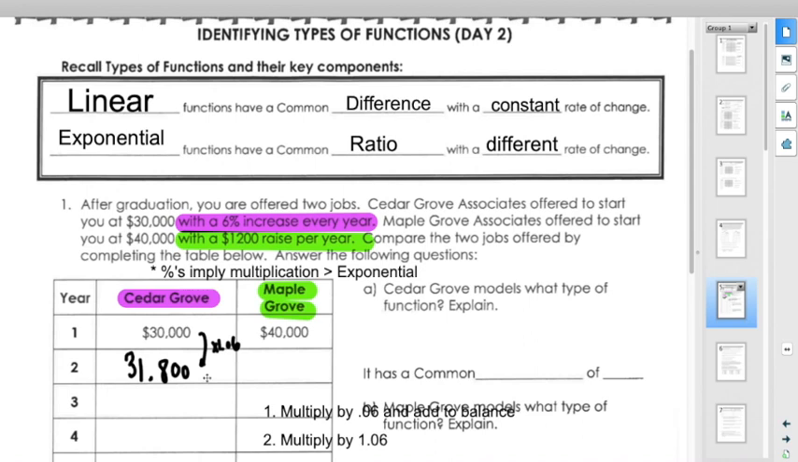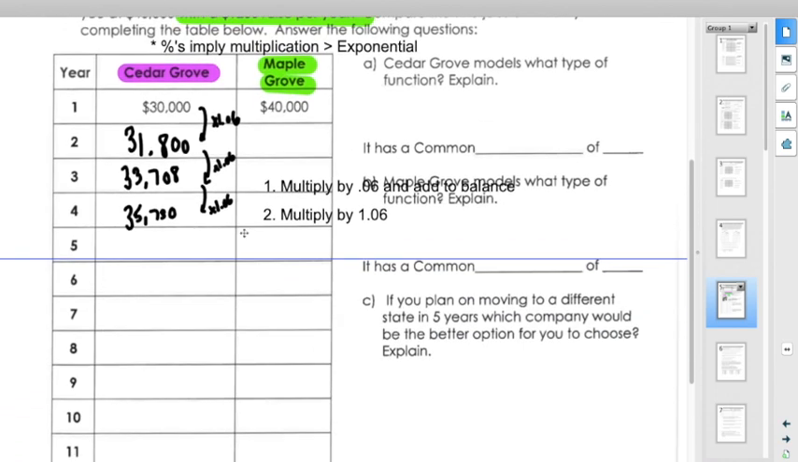Now I want to find year 3. Again, it's a 6% increase each year. So again, I'm multiplying by 1.06. And that would come out to 33,708. Okay, year 4. Again, same thing. And then we just keep multiplying by 1.06 because that is the percent increase. So year 4 would give me 35,730. And I'll fill in the rest of the table. You get the gist now. We're multiplying by 1.06 each time.